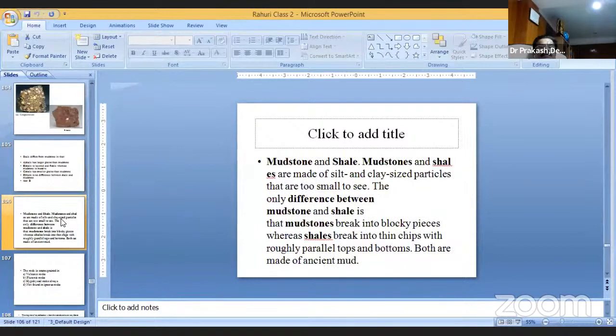Mudstone and shale are made up of silt and clay-sized particles. The difference between mudstone and shale is that mudstones break into blocky pieces, whereas shales break into thin chips with roughly parallel tops and bottoms. Both are made of ancient mud.